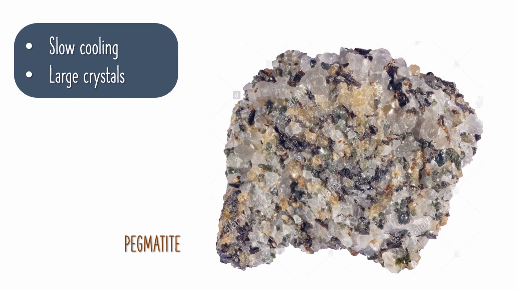One example of an intrusive igneous rock is pegmatite. If you look at this rock sample, you will see that it has a very coarse structure. The coarse structure is actually because of the large crystals that were formed in this rock. For pegmatite, crystals can range from 1 centimeter to almost 1 meter in size.